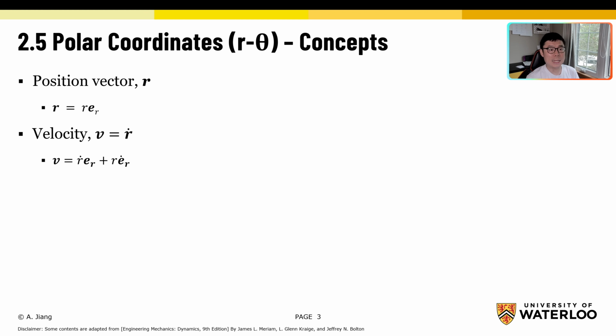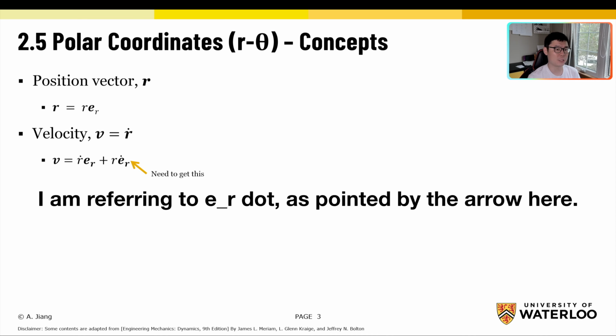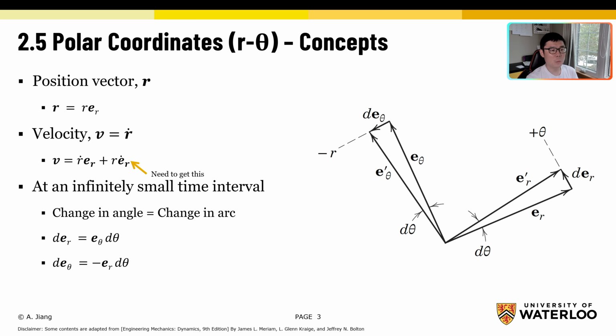Same as what we did for NT system, with the position vector ready, we will take derivatives of the displacement r to get velocity. Since the direction is not fixed, we end up with an er dot in the velocity expression, and we need to get this term resolved before we can use the equation. We'll look at an infinitely small time interval again, similar to the situation we were analyzing for the NT system. Due to the small time interval, the change in arc length can be treated as the same as a change in angle, right? Because the change is so small.